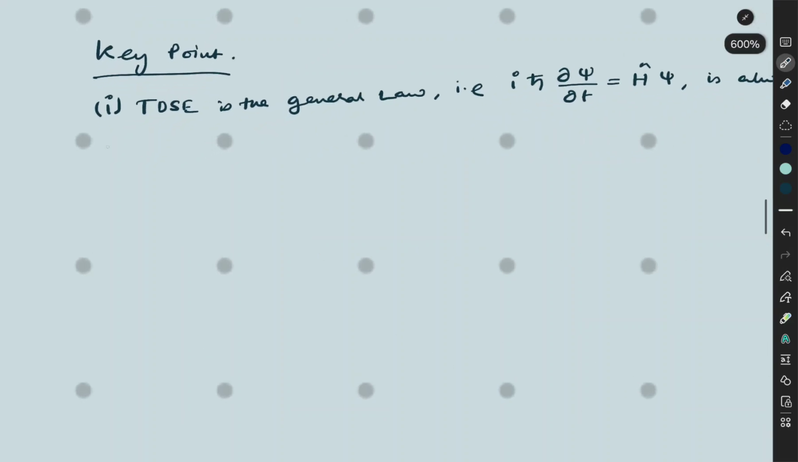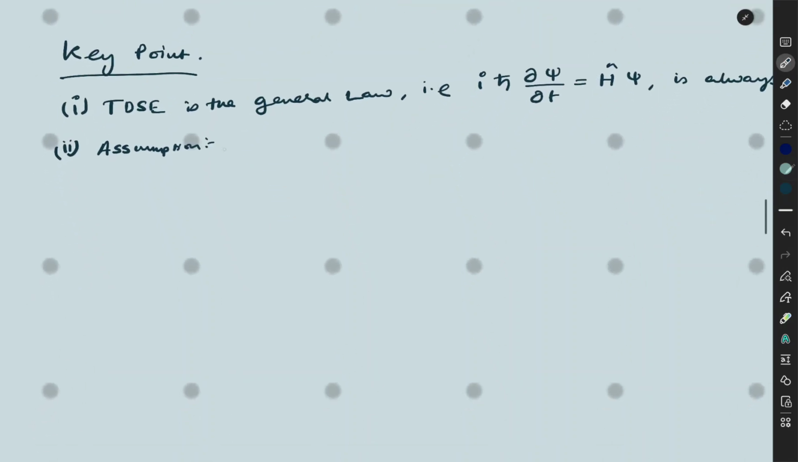The second thing in this lecture that we need to remember is our key assumption, that is, the potential V is independent of time. Hence, V of x comma t becomes only V of x.